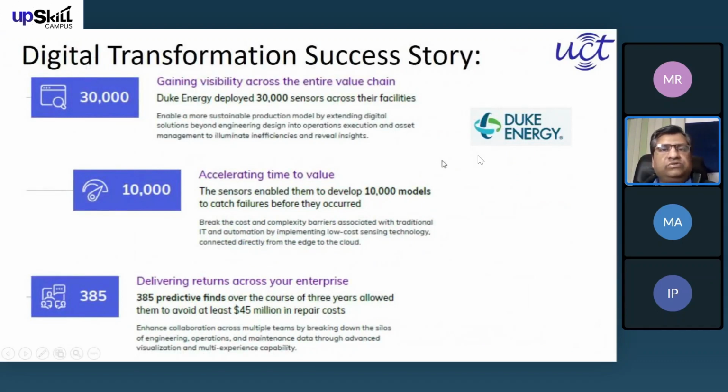There are some success stories also in the industries. Duke Energy has successfully achieved digital transformation. They deployed 30,000 sensors across their facilities, and they had time to value. Their sensors enabled them to develop 10,000 models to catch failures before they occur. So they successfully implemented predictive maintenance, and 385 predictive finds over the course of 3 years allowed them to avoid at least 45 million in repair cost. So they saved 45 million within 3 years by adopting digital transformation.